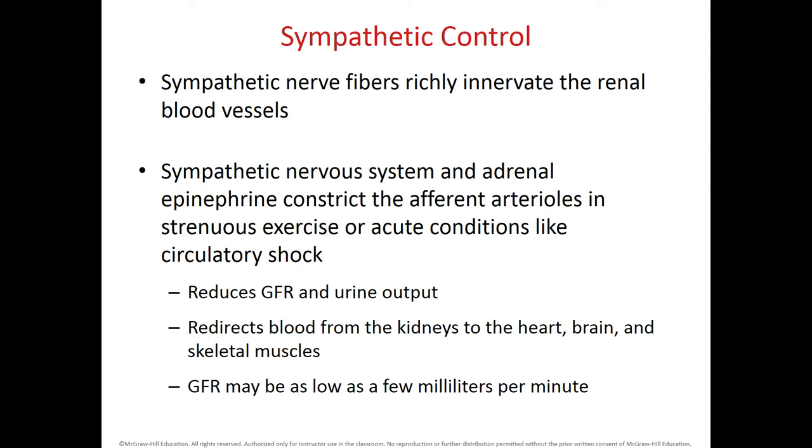This will help to constrict these afferent arterioles to prevent more blood going into the glomerulus, and you will have less pressure in the glomerulus, so this will reduce your glomerular filtration rate and urinary output because you need to increase blood volume. And at some point also, you will help to redirect the blood that instead of going to the kidneys, goes into the heart and the brain, and in the case of exercise, into the skeletal muscles. When you do that, you can decrease your glomerular filtration rate so much. So you can have as low as a few milliliters per minute instead of the 125 in males or 105 in females.